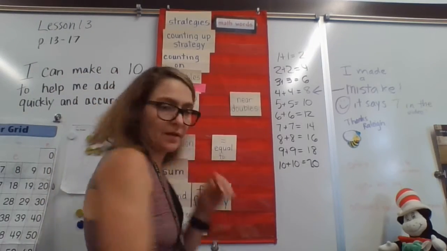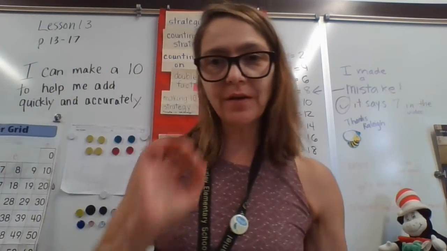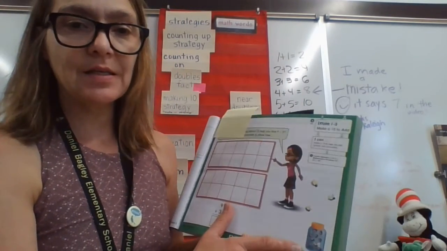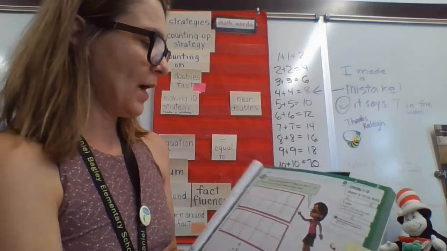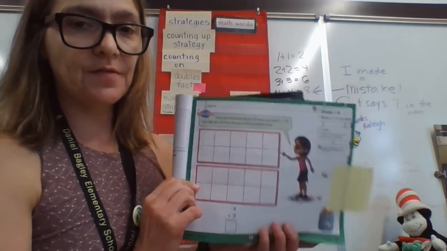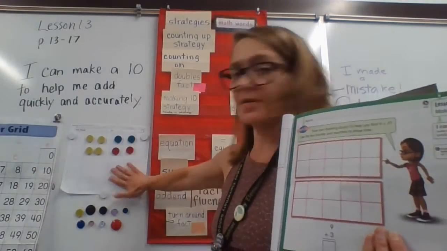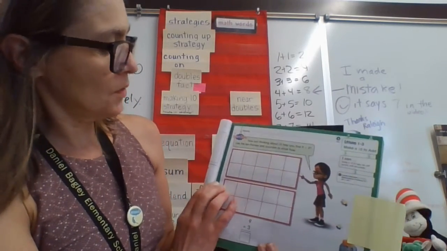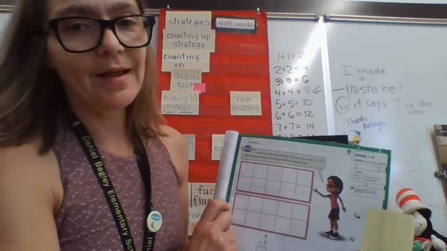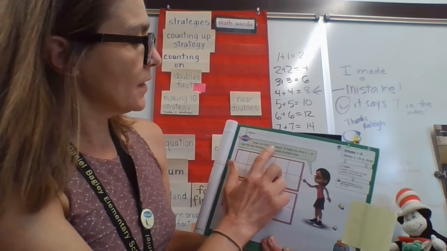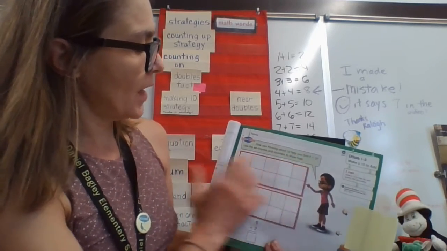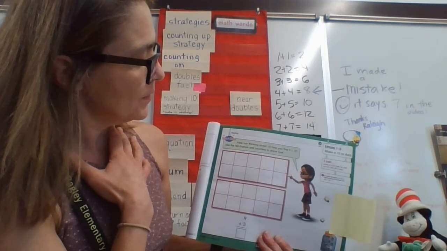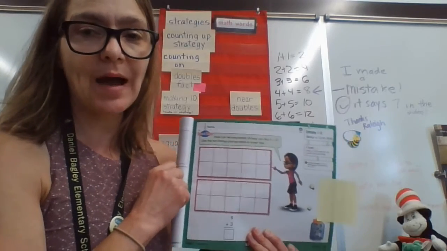Okay, so let us move on to the solve and share. You are going to open your workbook to page 13. And you have something here called a 10 frame. And I have the 10 frames up here as well. You are going to use some counters. And they're asking you, how can thinking about 10 help you find 9 plus 3? Use the 10 frames and counters to show how.